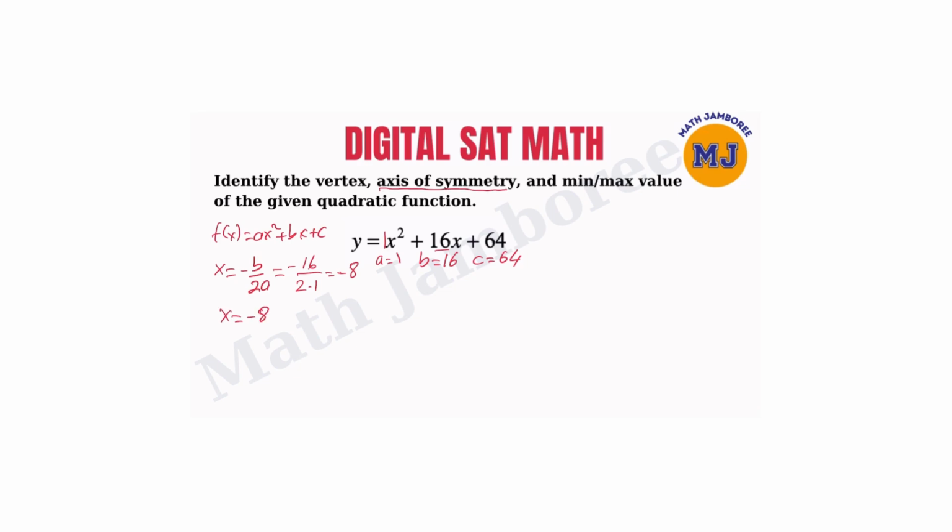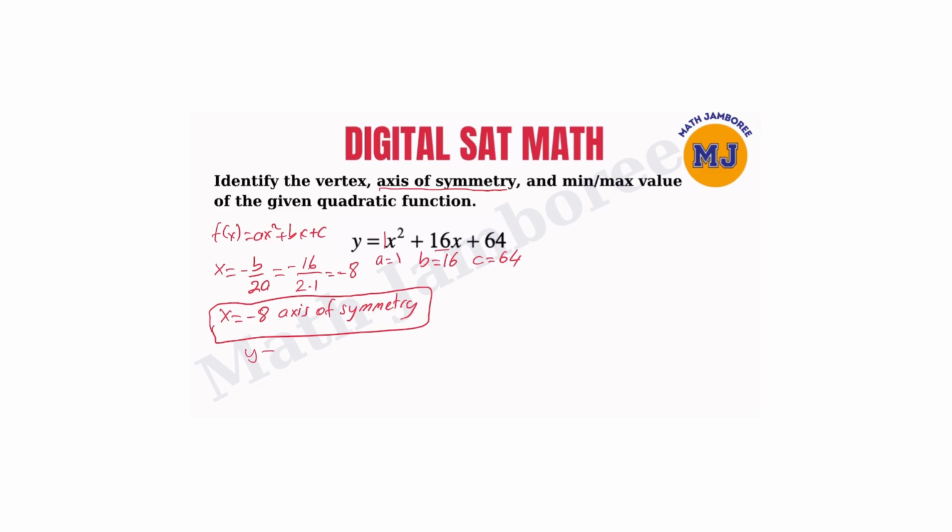And this was asked over here, axis of symmetry. So we found one of the answers. And to find the vertex, we will need to look for the f of negative 8. So we will substitute negative 8 in the given equation. And let's try to do that over here.